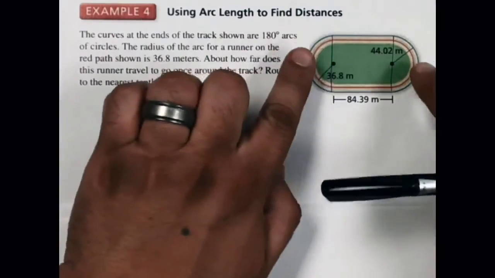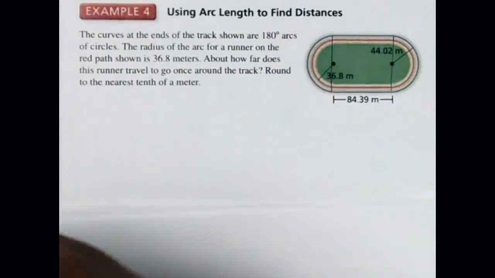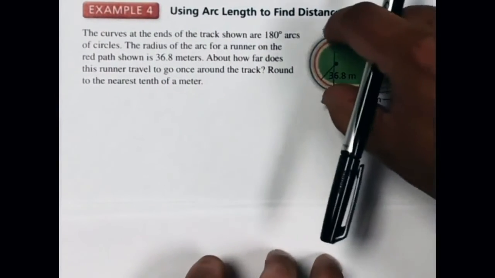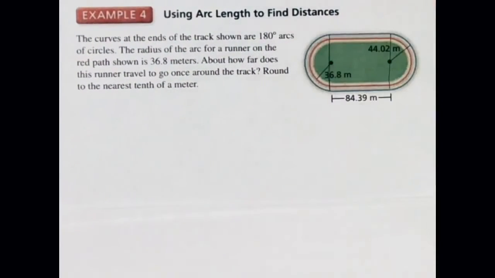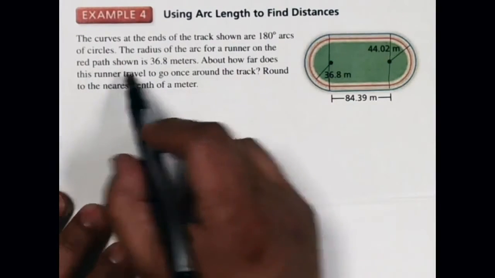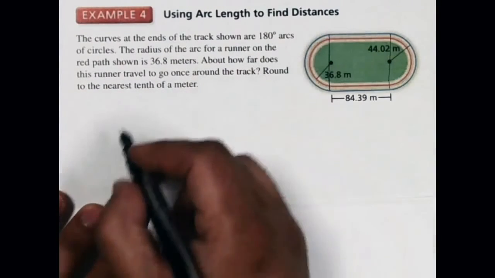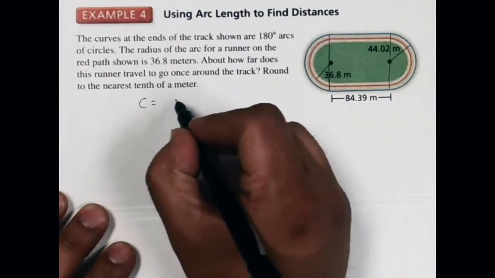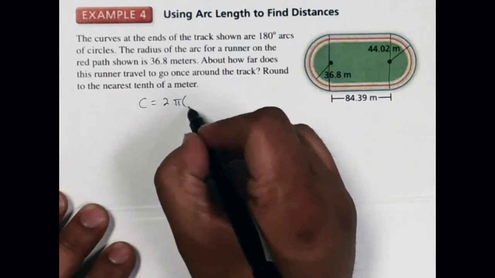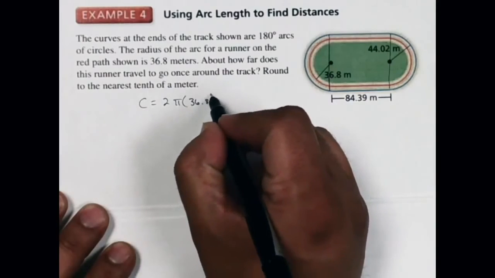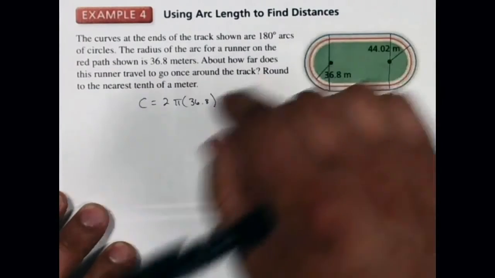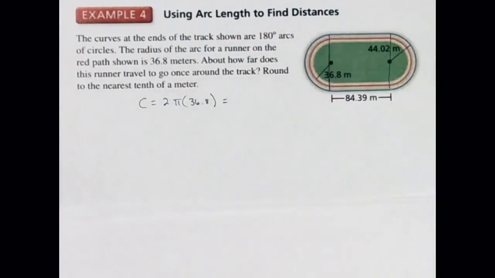Right, if I were to put these two halves together, I would get a full circle, so I'm going to use circumference. But then I also have these two straight sections here that I would have to figure into this problem. All right, and so we're using the red path, which is the 36.8. That's going to be my radius. So the circumference is going to be 2 times pi times my radius, which is 36.8. Since I'm dealing with two halves, I'm just going to figure in the whole circle, and we want to round to the nearest tenth of a meter.